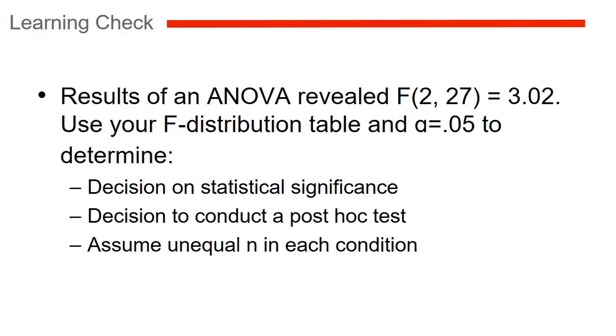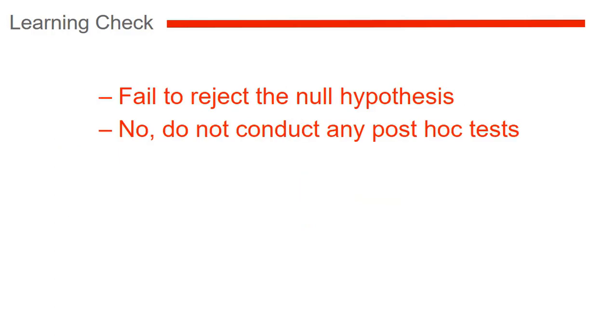Okay, one more. Results of an ANOVA revealed F with 2 and 27 degrees of freedom equals 3.02. Use your F distribution table and alpha 0.05 to determine a decision on statistical significance, the decision to conduct a post hoc test, and in this case, let's assume that there's unequal n in each condition. All right, take a moment to think about this. In this case, we fail to reject the null hypothesis. There was not statistical significance, and in that case, we don't conduct any post hoc tests. All right, that's all that's fit to print when it comes to ANOVA.